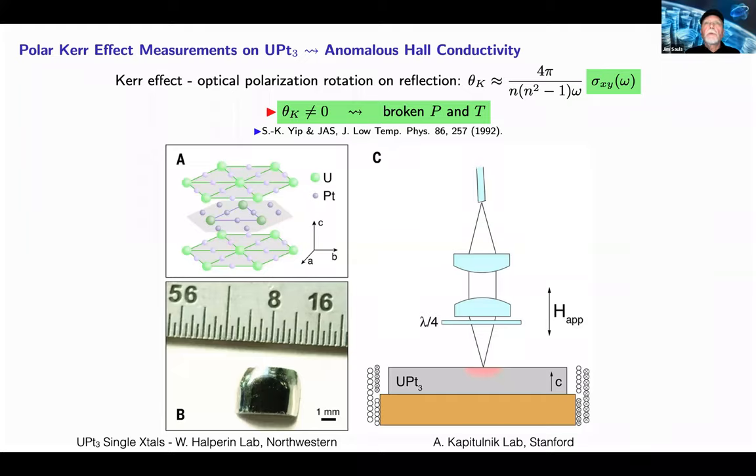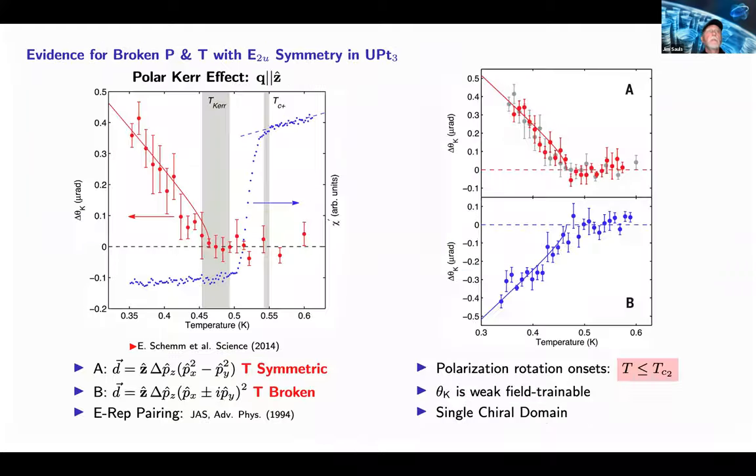So I want to show you the results of the work, which was Elizabeth Shim's thesis here. And it's quite striking because on the left-hand panel, you see the diamagnetic signal, which shows the onset of superconductivity at about 550 millikelvin, and the onset of polar Kerr rotation occurring at a lower temperature of about 450 millikelvin, indicating that broken time reversal and mirror symmetry onset in the B phase at the second transition.